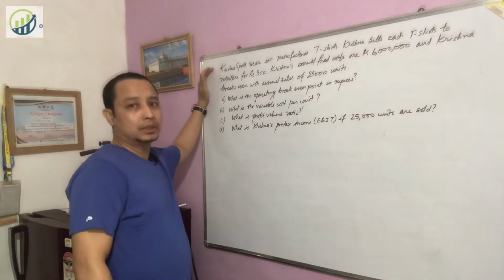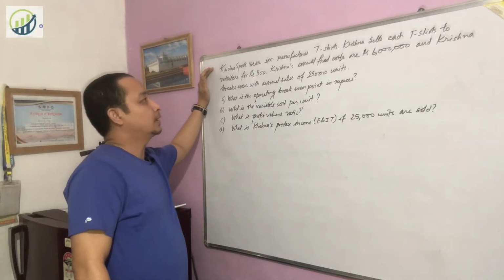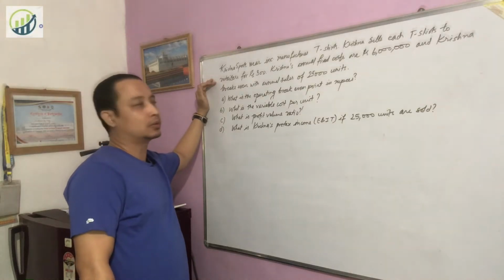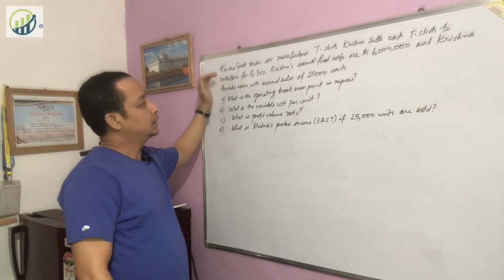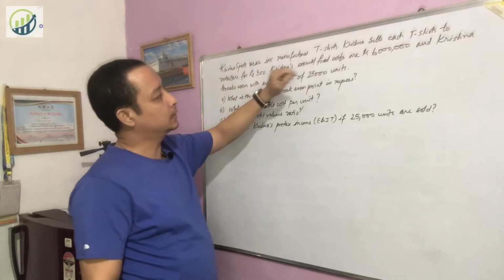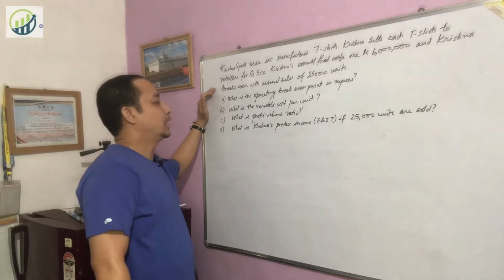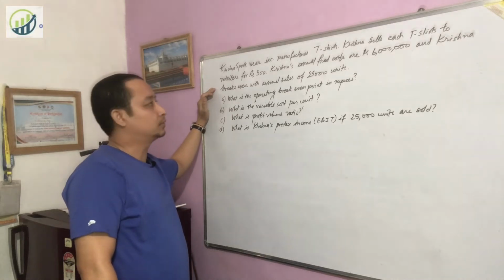So here Krishna Sportswear Incorporation manufactures t-shirts. Krishna sells its t-shirts to retailers for rupees 300. Krishna's annual fixed costs are rupees 6 million, and Krishna breaks even with annual sales of 25,000 units.